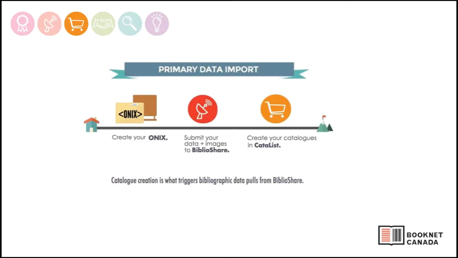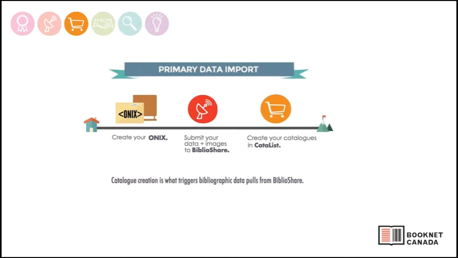Without getting into it too deeply, the process essentially looks like this. A publisher, or sometimes the distributor, will use a tool or an in-house process to create an ONIX file, and that contains all of the key bibliographic metadata about the books. They post that file to the BiblioShare FTP, along with covers and interior images, where the content is picked up and processed into the BiblioShare database.